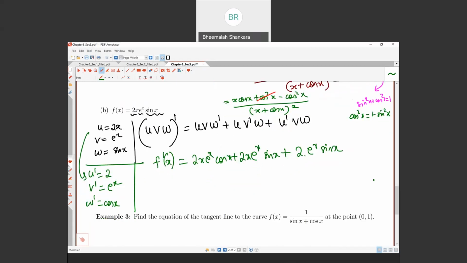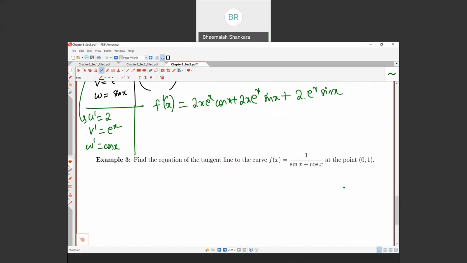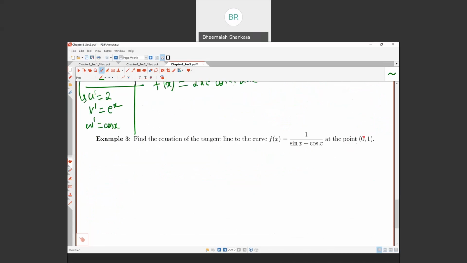In the next example, you are asked to find the equation of the tangent line to the given curve at the point 0, 1. So identify the point a, which is 0, and the point 1, which is f of a. As soon as you see an equation of the tangent line problem, I want you to write the tangent line equation: y minus f of a equal to the slope, f prime of a, times x minus a. So plug in for a, which is 0, plug in for f of a, which is 1.